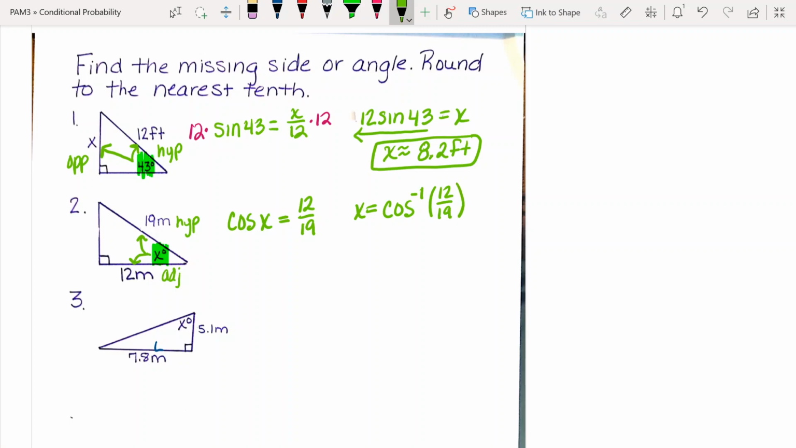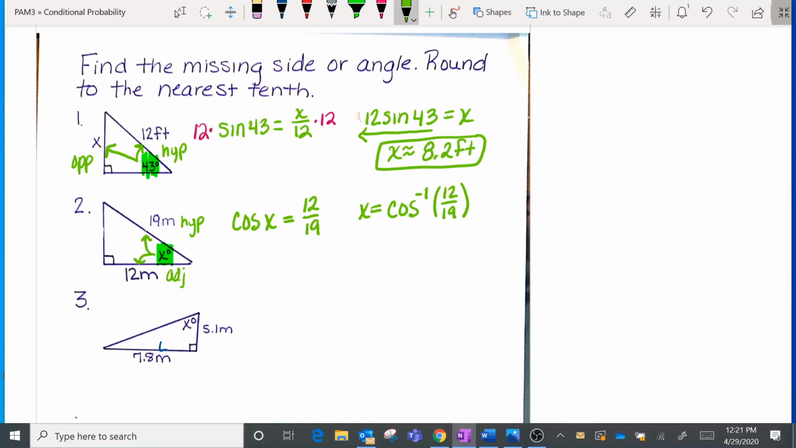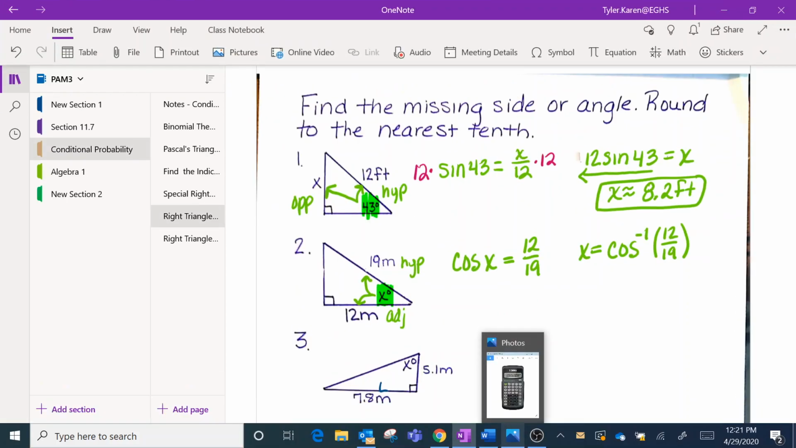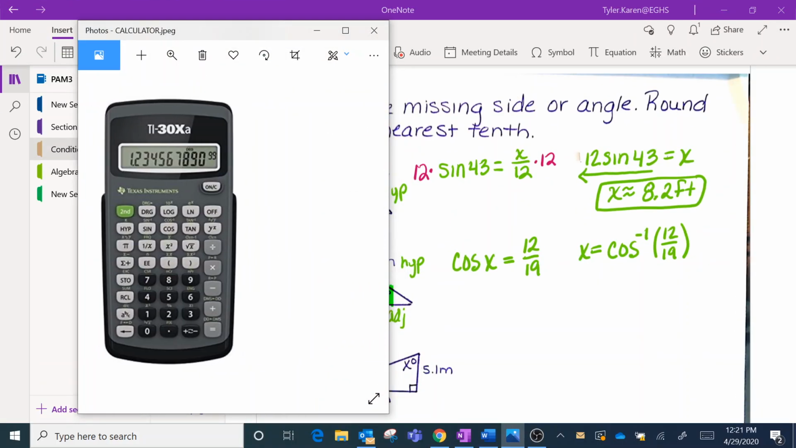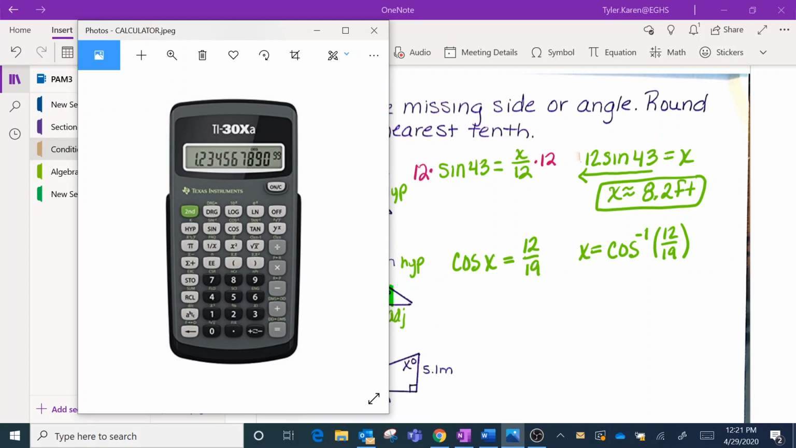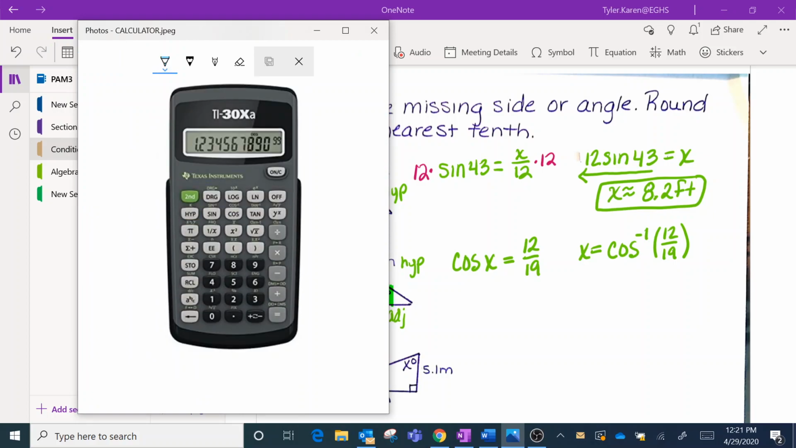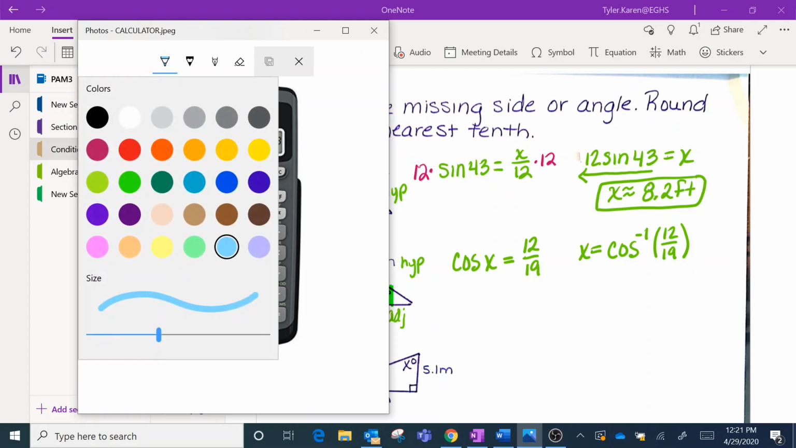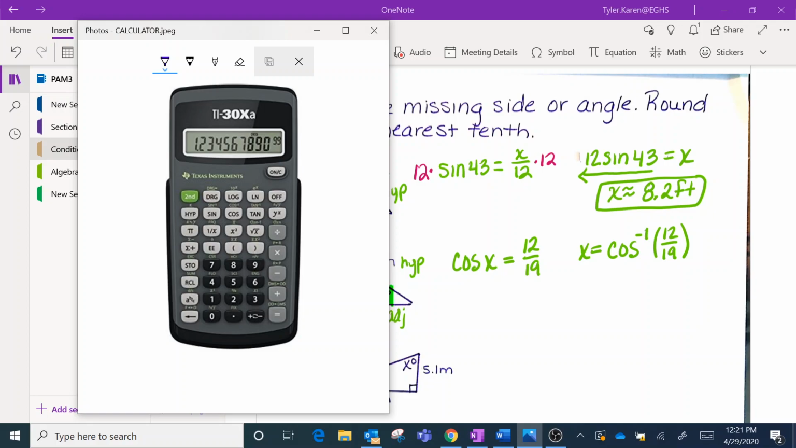Okay, now that we have x by itself, we're going to let our calculator do the rest of the work. Now let me bring up my calculator here. If you look above the cosine button on the calculator, right here is cosine raised to the negative 1. I was trying to make it bigger, but it's not letting me. So right above the cosine button is cosine raised to the negative 1. That's the button that we need.